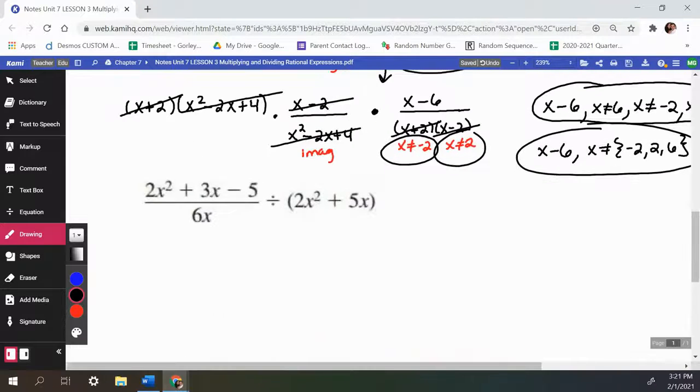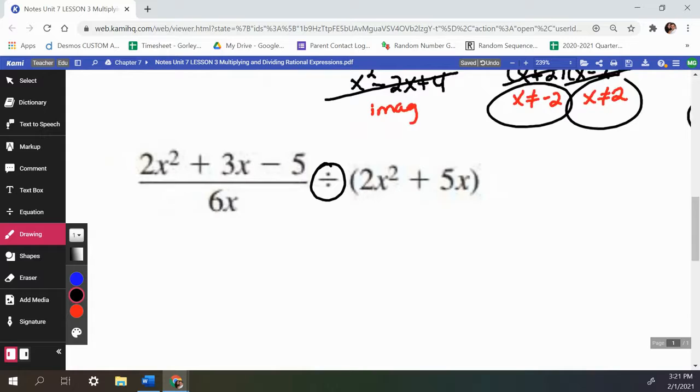Instantly I'm seeing division and thinking, copy, change, flip, multiply by the reciprocal. We're going to start the same way, where we factor everything first, and then we'll flip that second fraction. We'll do our copy, change, flip.